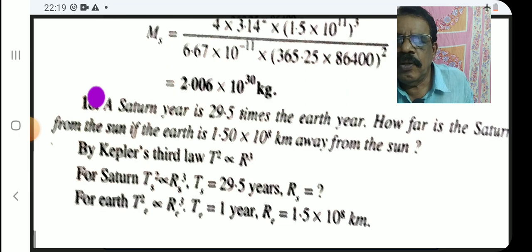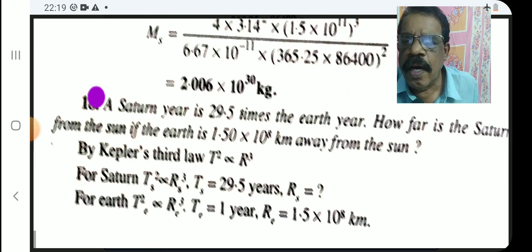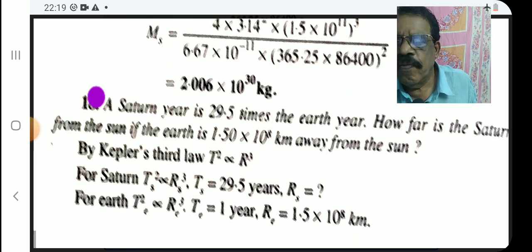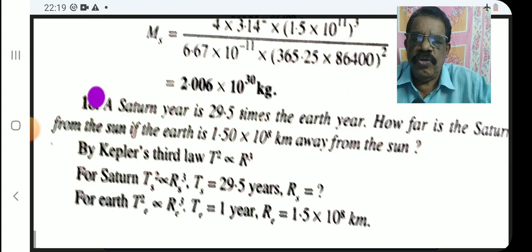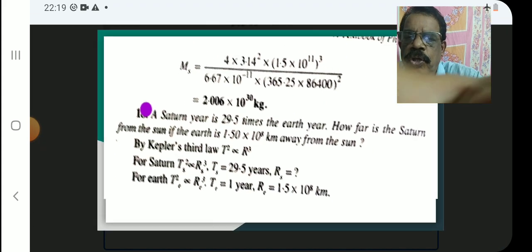So Kepler's law, T square proportional to R cubed. For Saturn, T square proportional to R Saturn cubed. For Saturn, T is 29.5 years, and we have to find R Saturn. For Earth, T square proportional to R cubed. T Earth is 1 year and R Earth is 1.5 into 10⁸ kilometer. You put the values.